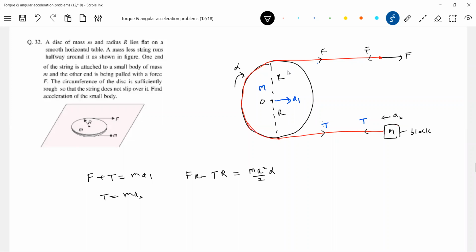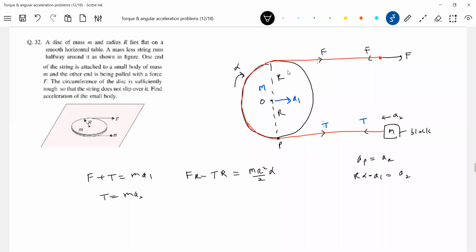Any constraint equation? So what should be the acceleration of this point P? The acceleration of point P should be equal to the acceleration of the block. Why? The string is inextensible. So on the horizontal part of the string, these two ends must have the same acceleration. What is the acceleration of point P? R alpha minus A1 should be equal to A2. It's all about observation, not concept.